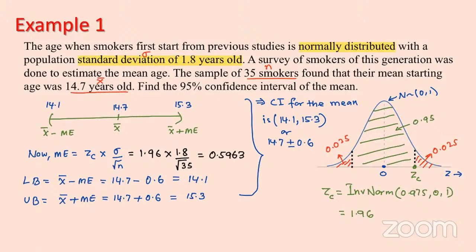Also, there is a third way of writing this that you need to remember. This value is the average age of the population, right? In general, this is the age that they start smoking. So that average population mean lies between these two values. So we can write this as 14.1 less than mu is less than 15.3. So three different ways. Okay, three different ways of writing.